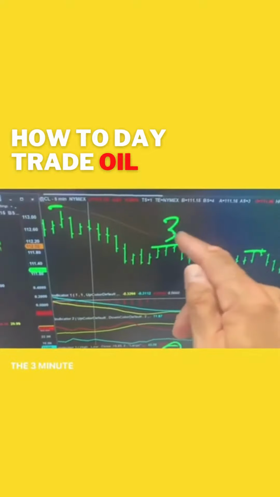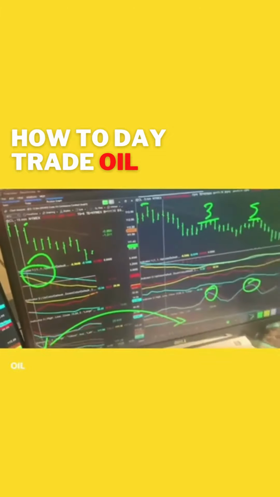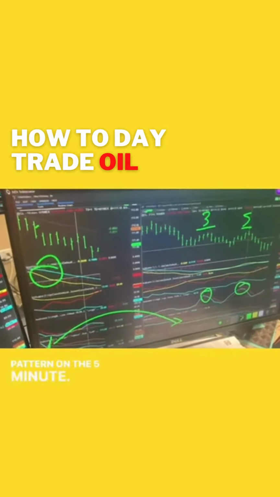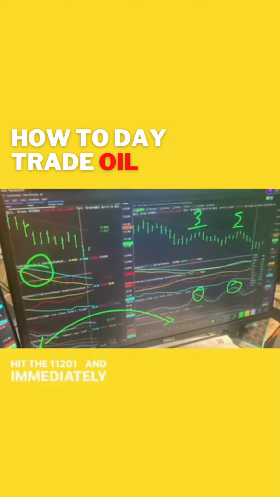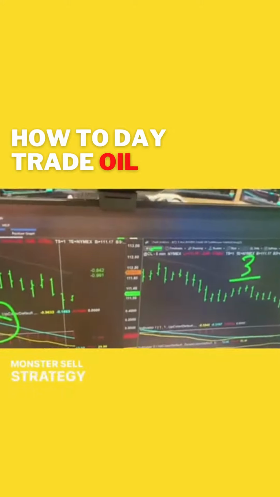Both patterns, the 3-minute and then the 5-minute, you can see the push down on oil here. Oil on this pattern on the 5-minute hit the 112.01 and immediately dropped to 110.67. What a monster sell strategy here.